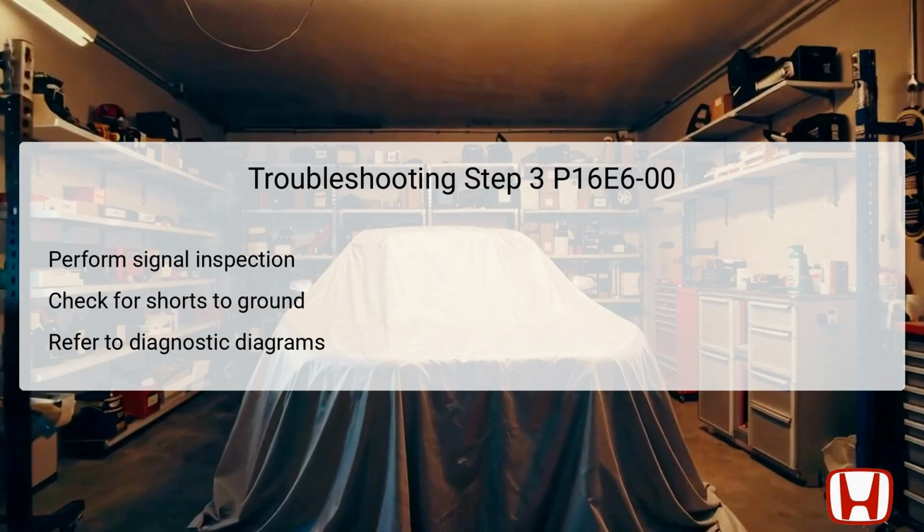For the third troubleshooting step, the technician should perform a signal inspection of the ATP-NP, automatic transmission position, neutral position, signal in the system. This inspection will determine if the signal is being correctly transmitted from the transmission range switch to the PCM. It's crucial to check for any shorts to ground, as this can drastically affect the transmission's operation, leading to the stored DTC.